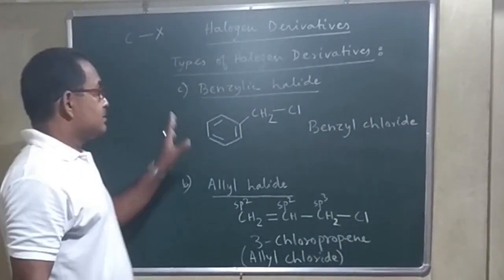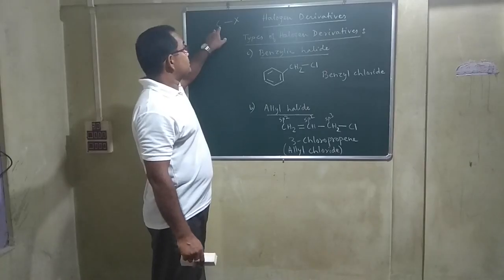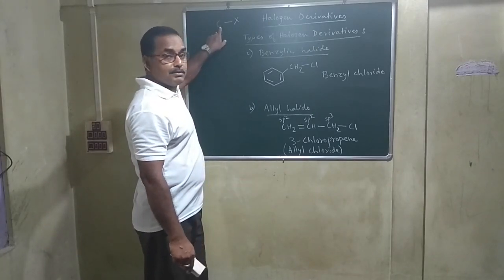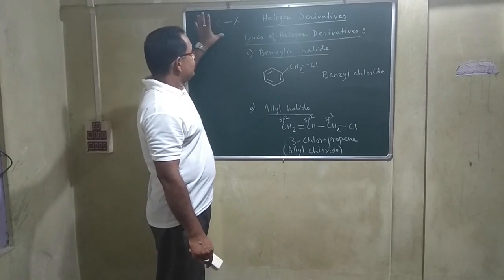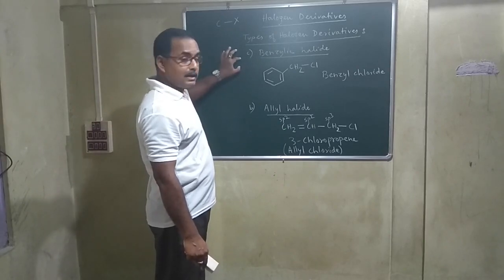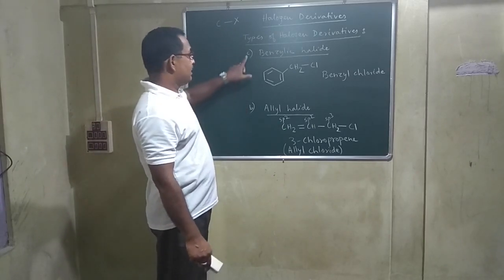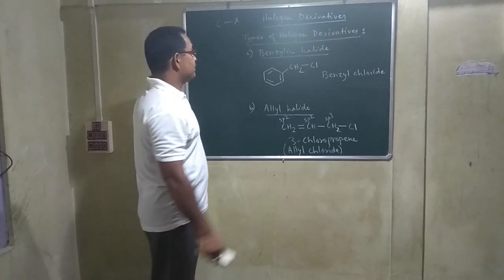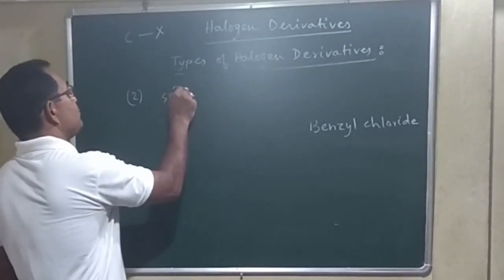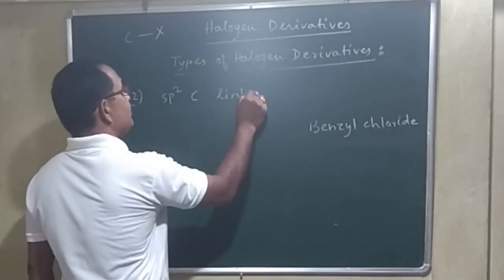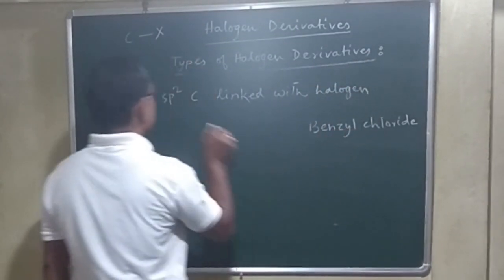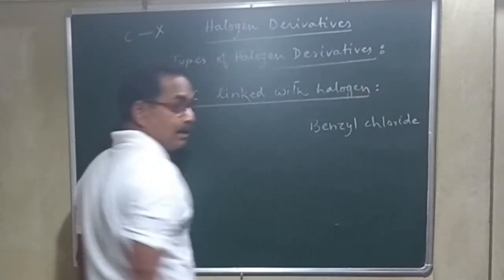Benzyl chloride. So based on the type of hybridization of carbon, we are going to classify the different types of halogen derivatives. In the first type, we have got sp3 carbon linked with halogen. There are 3 types: simple alkyl halides, allyl halides, and what? Benzylic halides. Now let us pass on to the second type. Here, sp2 carbon is linked with halogen. sp2 carbon linked with halogen.